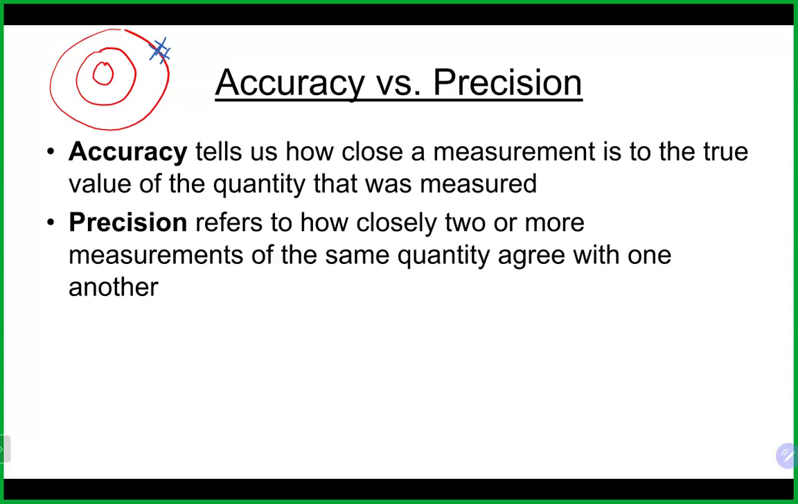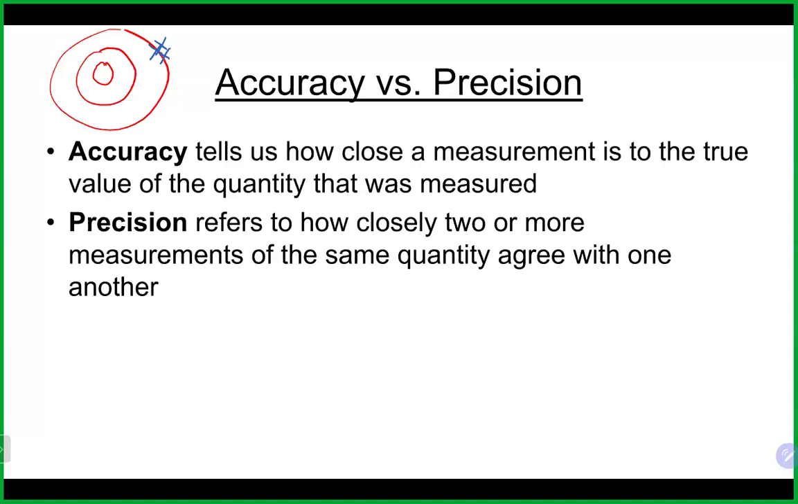We oftentimes will use precision, for example, in experiments where we do multiple trials. So we repeat the same experiment over and over again. The idea there is to figure out precision, and whether the experiment is reproducible.